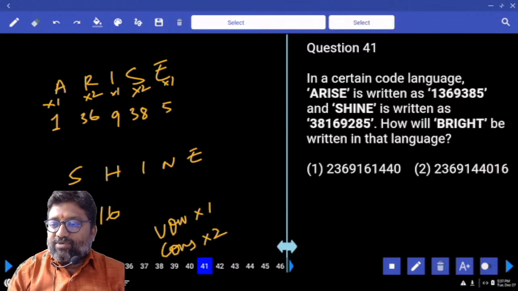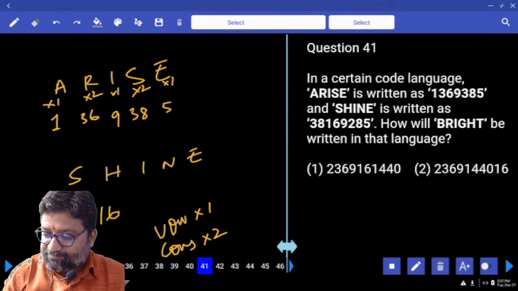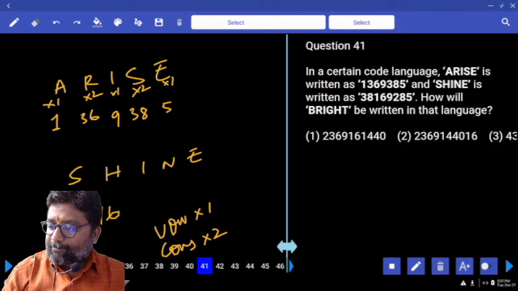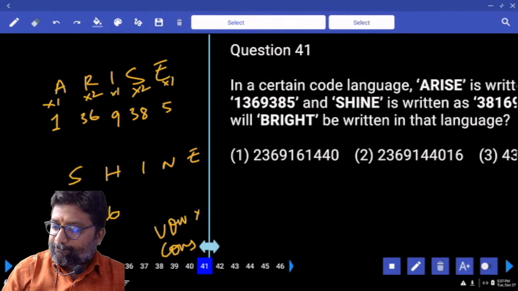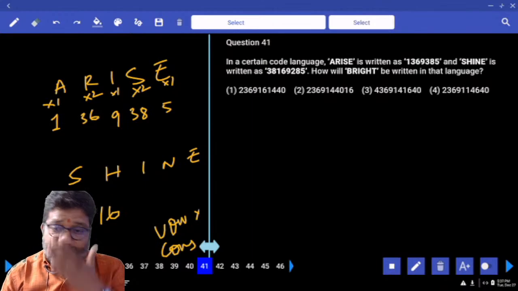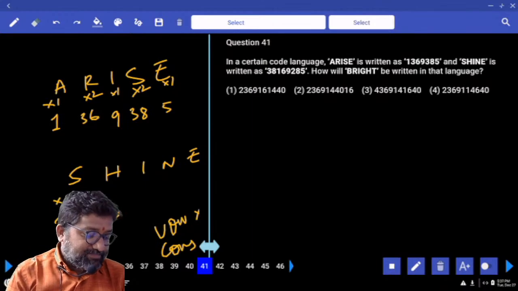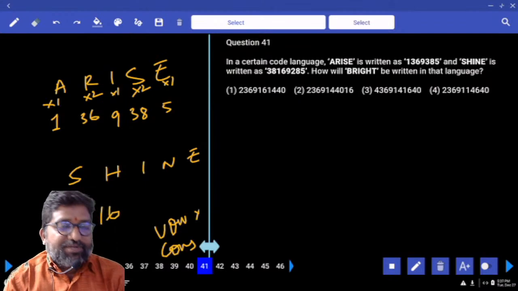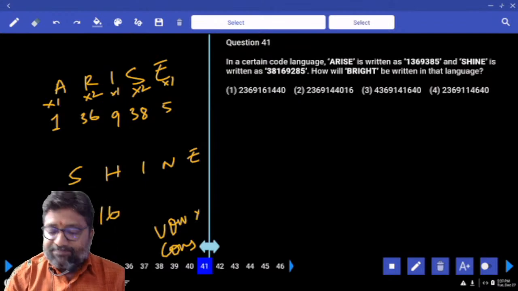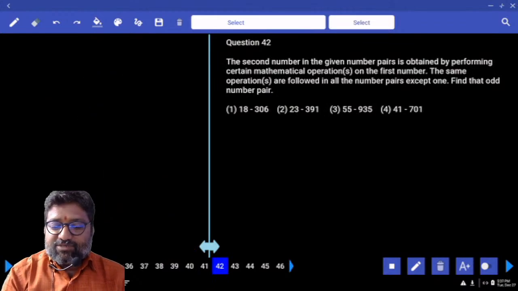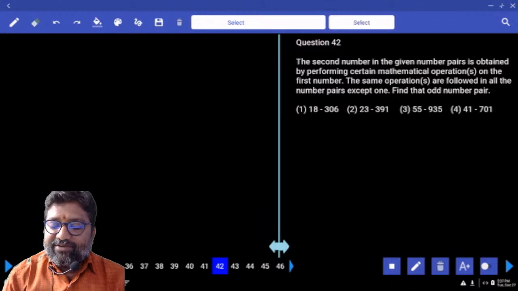Let's go for BRIGHT. What is bright? B. B is 2, right? 2 times of 2. There's only one option. What's that one option? 18 and 306. I see 18 and 306.